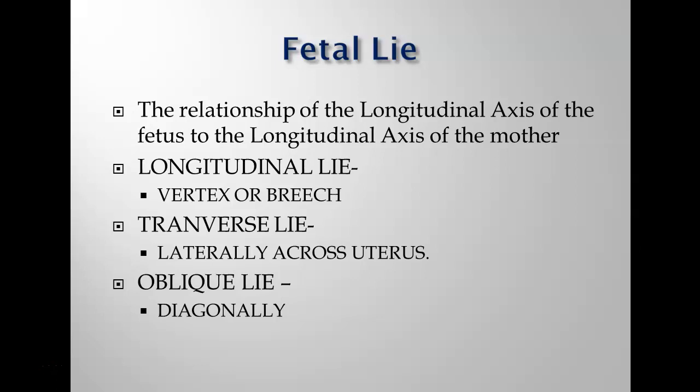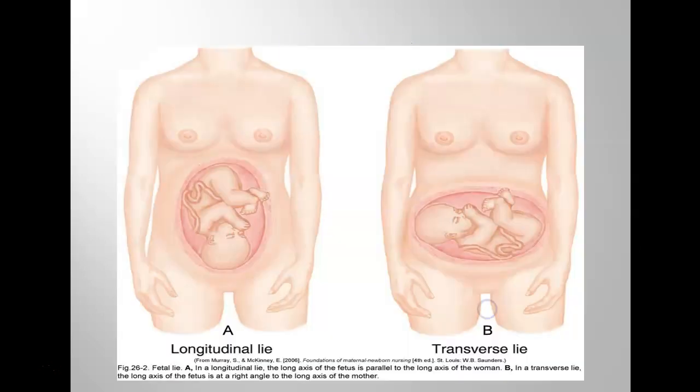A transverse lie would be if the baby lies laterally across the uterus. An oblique lie would be if the baby's lying diagonally. So this is a picture of a longitudinal lie in a vertex position, so just straight up and down with the head down. This is an example of a transverse lie where the baby's lying across the uterus. And if it were an oblique, it would be in a diagonal.